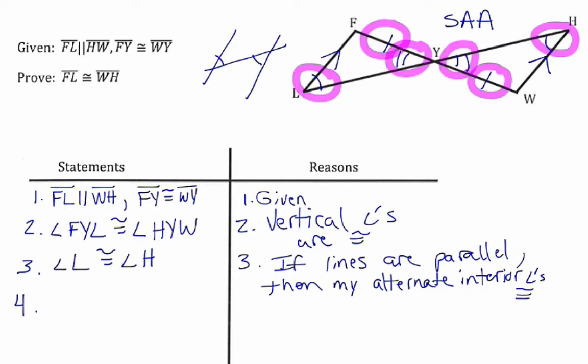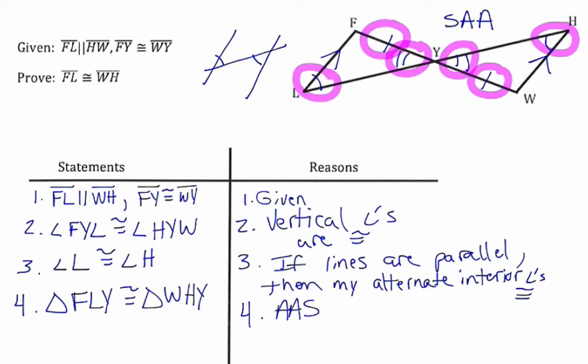So statement number 4 is not going to be angle, angle, side. It's going to be that my triangles, FLY and triangle WHY, are congruent because of the angle-angle side relationship that I have. And when you're writing that, you want to be careful. I do need to make sure my congruent statement is correct. Angle F does match angle W, L matches H, and Y matches Y. But that just tells me the triangle is congruent.